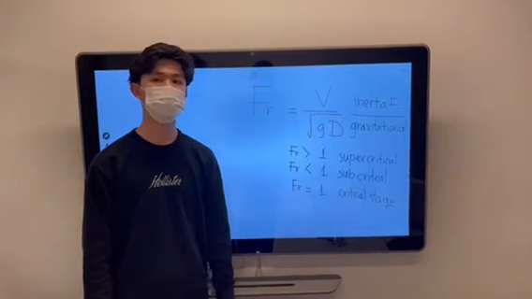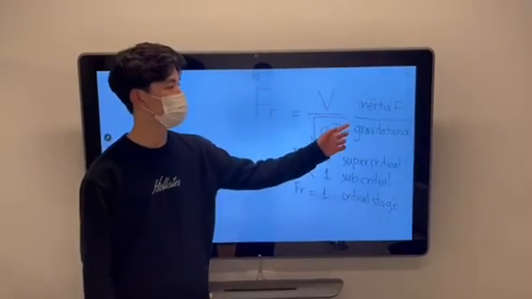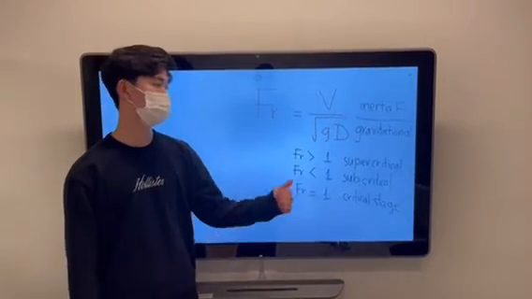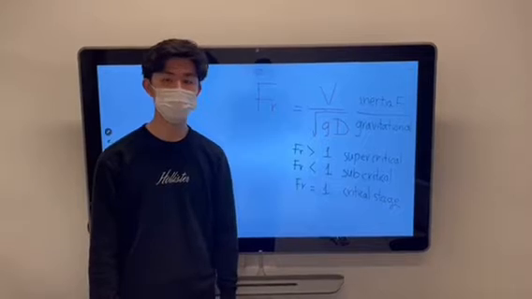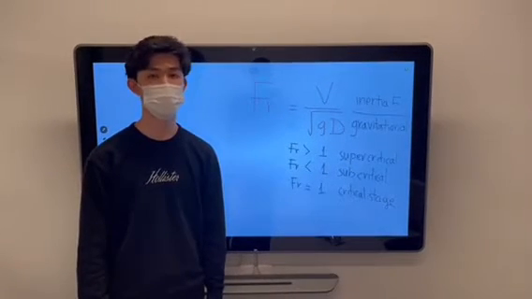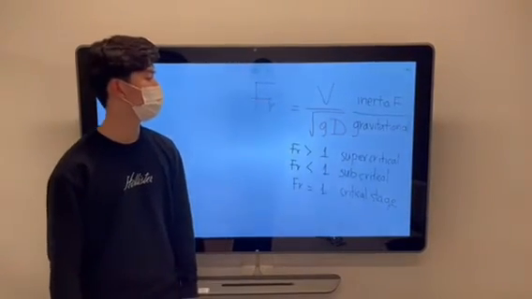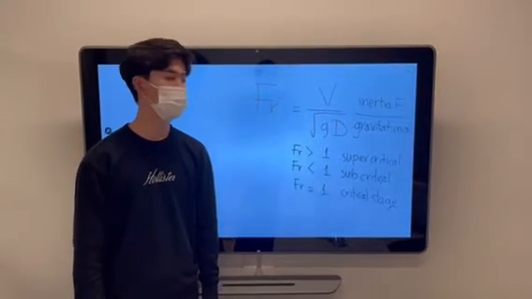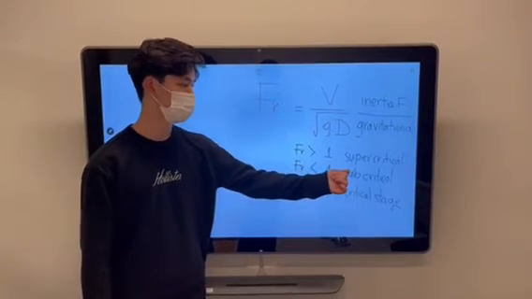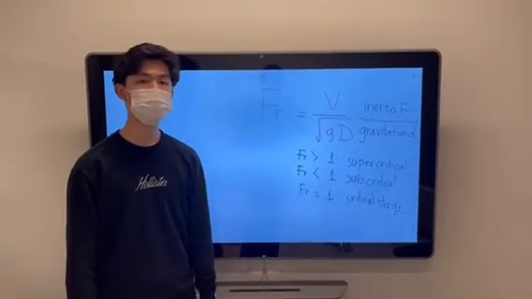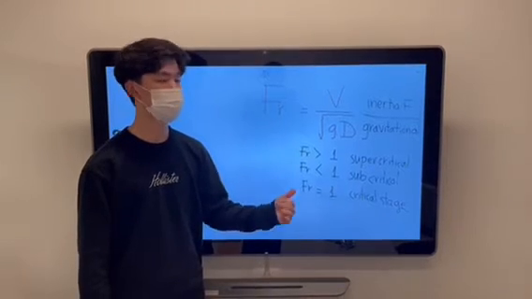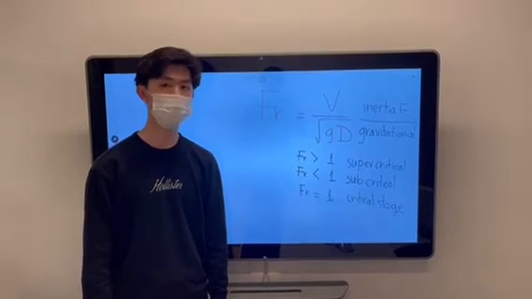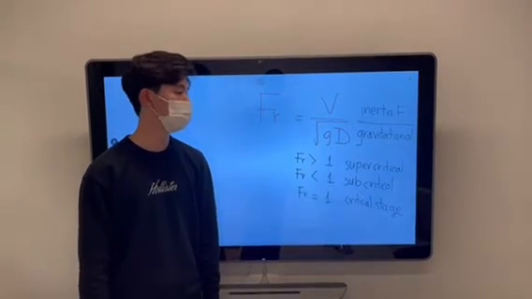Here I'm going to talk about the Froude number equations. The Froude number is the ratio of the inertial force to the gravitational force. It can also be calculated as the velocity over the square root of gravitational acceleration times the hydraulic depth of the channel. To determine the flow, if the inertial force is bigger than the gravitational force, then the flow is supercritical. If the Froude number is smaller than 1, or the inertial force is smaller than the gravitational force, then the flow is subcritical. And if the Froude number is equal to 1, then the flow is at the critical stage.